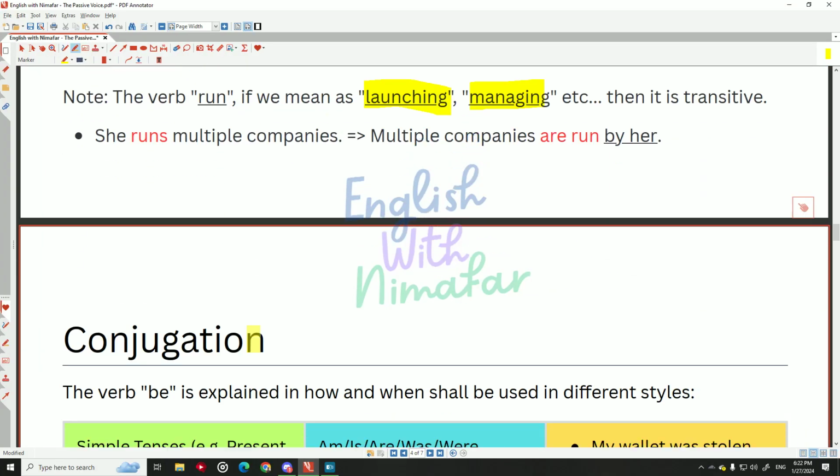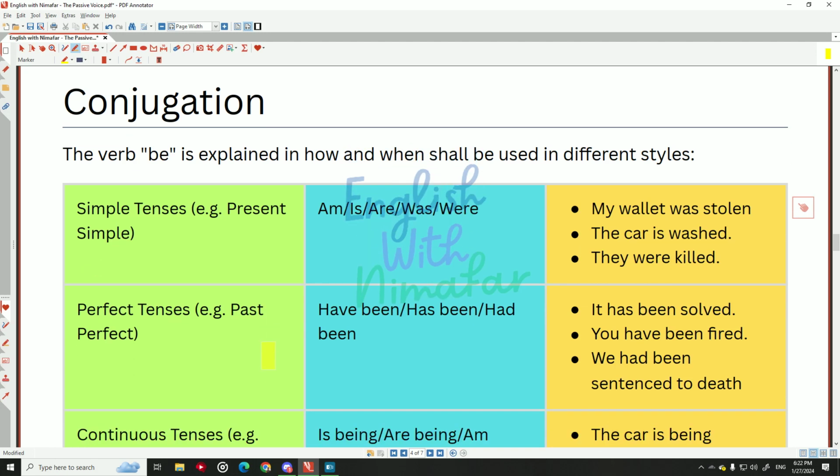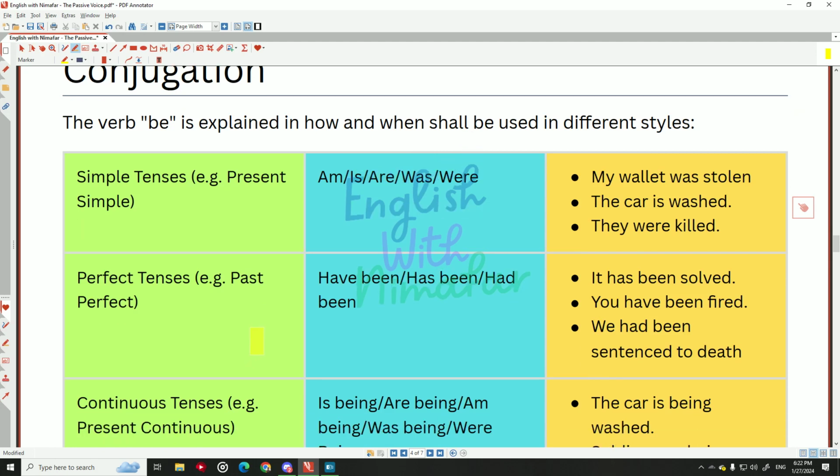Conjugation. Let's talk about the verb be. It's explained in how and when it shall be used in different styles. We have simple tenses like present simple, past simple, future simple. We use am, is, are for present, was for past, and be for future. My wallet was stolen. My car is washed. They were killed. They will be, I don't know, arrested, something like that.